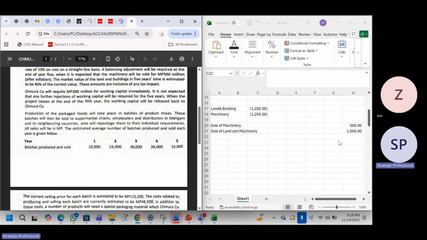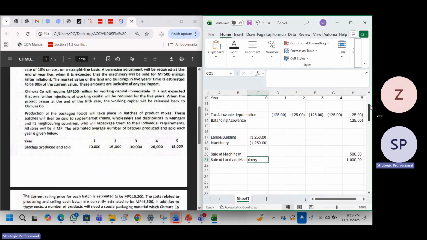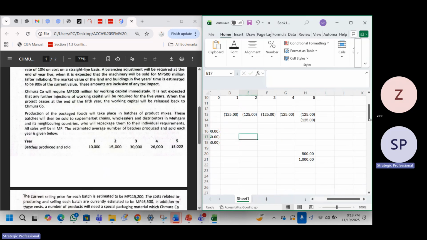So thank God they did not stress us on working capital. Normally we would have had it where they would tell us that working capital will be increasing by maybe a percentage in changes in sales, blah blah blah. But they told us that the working capital is needed immediately, meaning that if you need working capital immediately, you will need it in year 0. Yes or no? Yes. Because they said it will be required immediately. So they've told us $200 million, right? And they said at the end it will be released back. So meaning at year 5, we'll get back the 200. That one is settled.